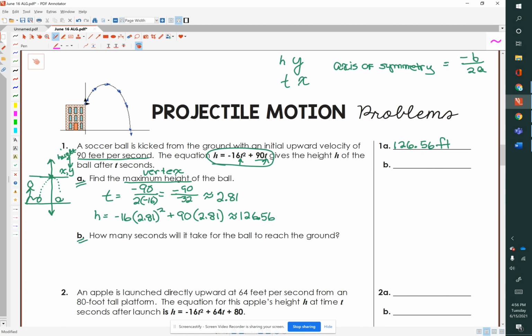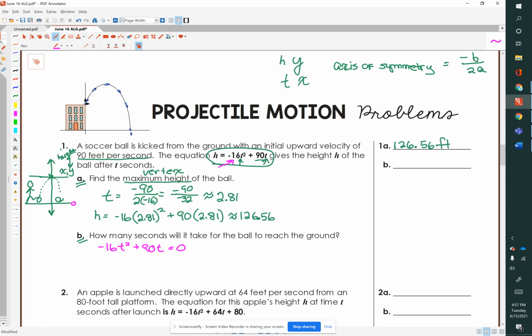Now we're asked, how many seconds will it take for the ball to reach the ground? So at this point, if we want the ball to reach the ground, we're going to take the equation that they've given us, negative 16 t squared plus 90t, and we're going to set that equal to 0, because 0 is the height of the ground. So let's do that now. Negative 16 t squared plus 90t, and we'll set that equal to 0.